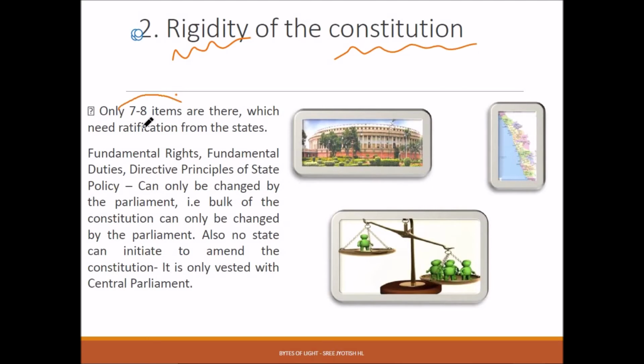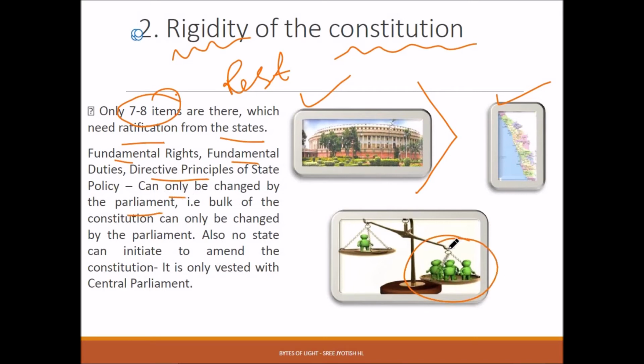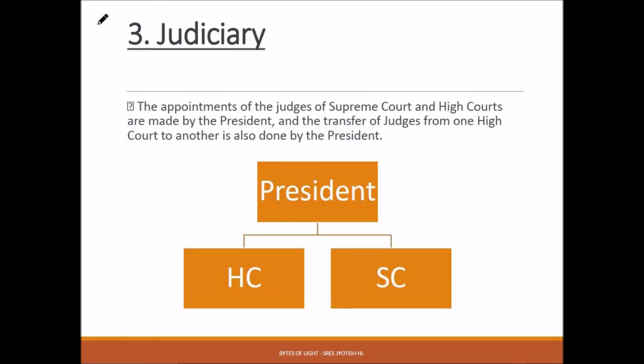Now let's look into the second test, rigidity of the constitution. Only 7 to 8 items are there in which the ratification of states is needed. All the rest of the items the parliament can do. That is, parliament has an upper hand when compared to the states. Fundamental rights, fundamental duties, directive principles of state policy can only be changed by the parliament. That is, the bulk of the constitution can only be changed by the parliament. Also, no state can initiate an amendment to the constitution, and it is vested only in the hands of the parliament.